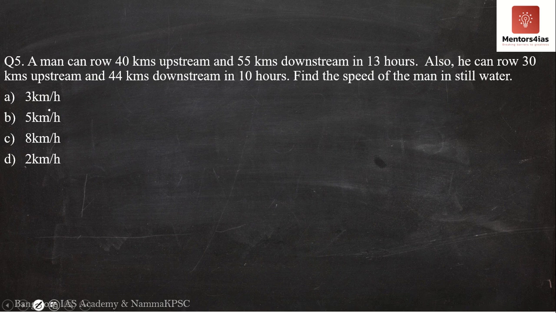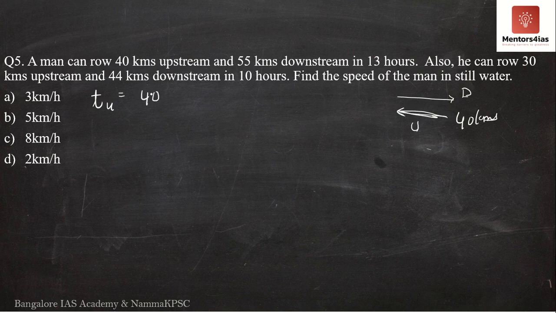Now, see here, consider the first statement. What is the question saying? A man can row 40 kilometers upstream and 55 kilometers downstream in 13 hours. Meaning, there is your downstream speed, that is D, and there is your upstream speed, that is U. Now, he travels 40 kilometers upstream. He takes some amount of time to travel this 40 kilometers upstream. What is this time taken to travel 40 kilometers upstream? Time is nothing but distance by speed. It is equal to 40 divided by upstream speed.